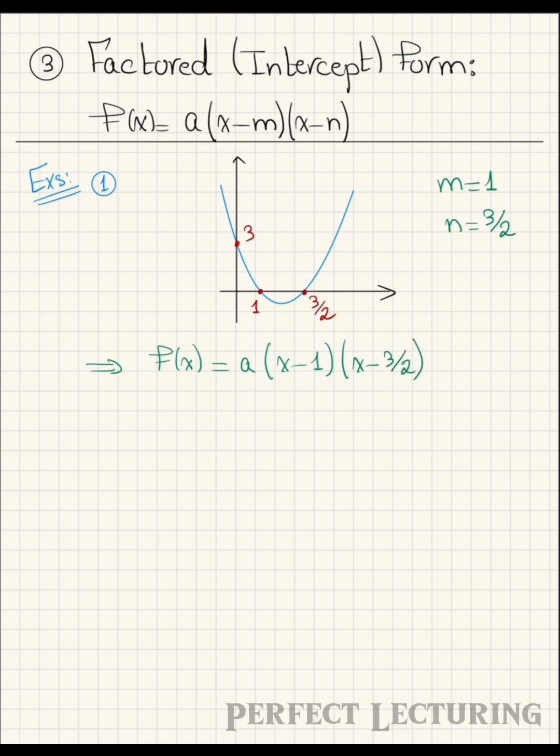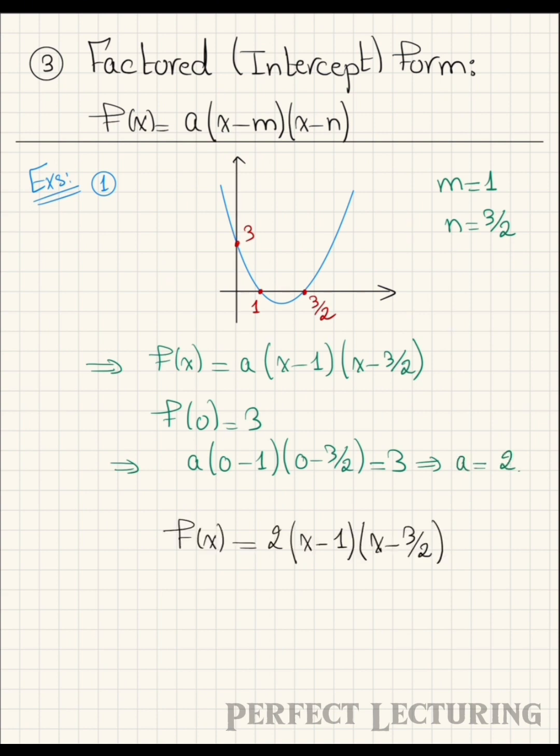How to do that? We choose any point on the parabola and plug it into the equation, so we get a. Now we have the point (0, 3) is a point on the parabola. This means that f of 0 is equal to 3. So a multiplied by 0 minus 1 into 0 minus 3 over 2 is equal to 3, and this gives us a equals 2. Therefore, this is the equation of the parabola, or you can simply expand it in order to convert it into the general form. So f of x equals 2x squared minus 5x plus 3.